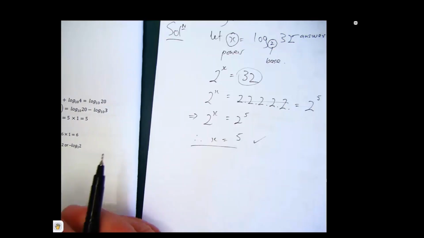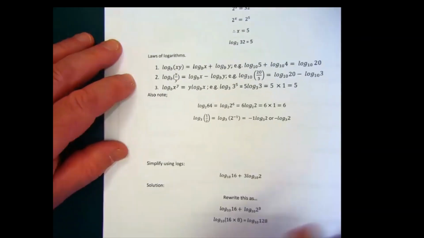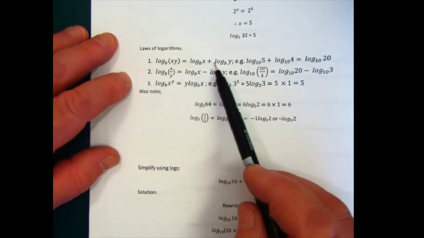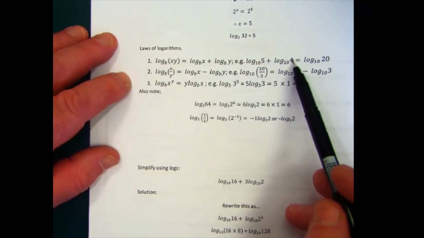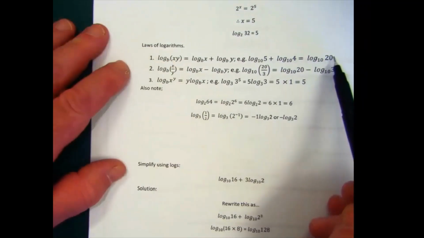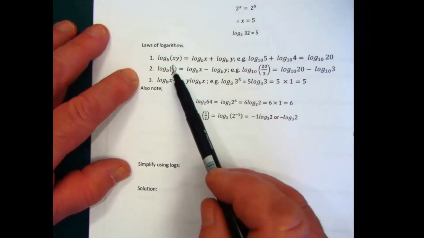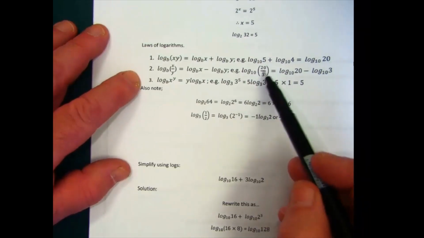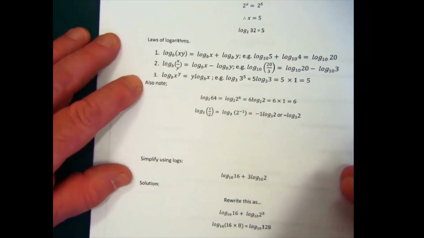Logs can be simplified by using the 3 laws of the logs. So if you have a look at these, we've written them down for your benefit. The first law is, if they're multiplied together, you can actually add the logs. Here's an example, the log of 5 plus the log of 4. 4 5s are 20, and this goes into the calculator under log, and it gives you the answer. Similarly, if they're divided, then you subtract the 2 logs, and 20 over 3 gives you log of 20 minus log of 3. Again, put that into the calculator, and it drops out.